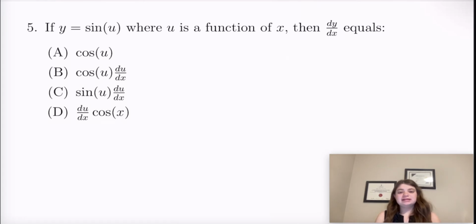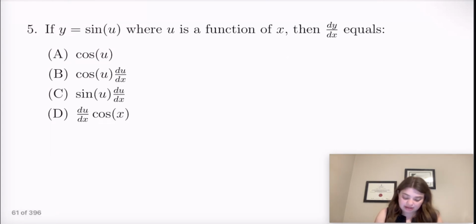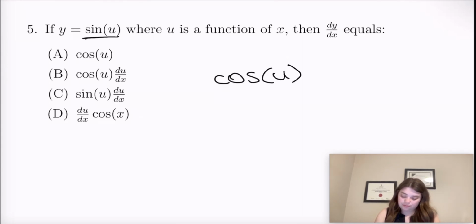All right, so this one says if y is equal to sine u, where u is a function of x, then dy over dx is equal to which? All right, so first things first, we would need to take the derivative of the outside function. So what's the derivative of sine? That would be cosine. So it's going to have something to do with cosine of u.